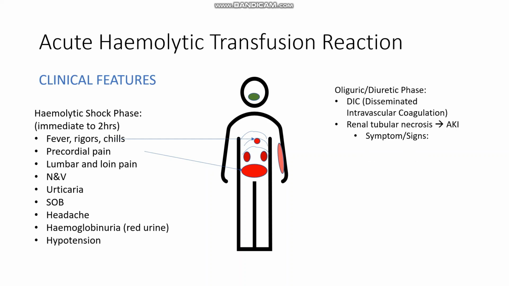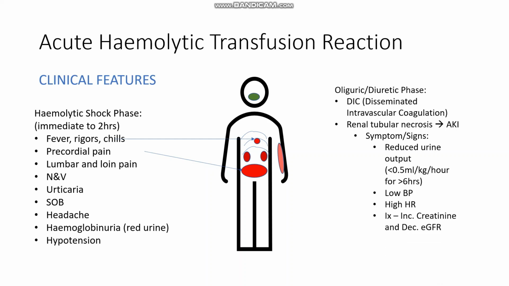The symptoms and signs include reduced urine output, less than 0.5 ml per kg per hour for more than 6 hours, low blood pressure, high heart rate, and with investigations you'd see increased creatinine and decreased eGFR.